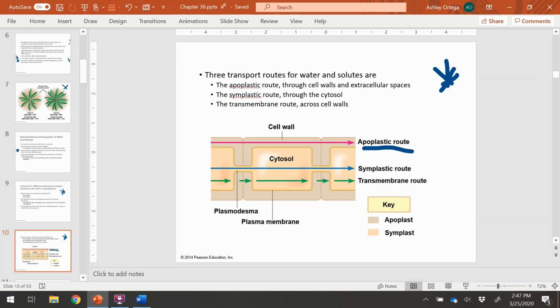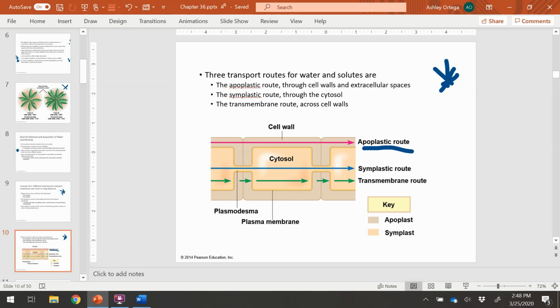I would like to correlate this to traffic on a highway, which is probably non-existent right now. But imagining traffic on a highway, the apoplastic route is going to be like the middle lane. It's going to be faster than the right lane, but not as fast as the left lane, which in this case would be your symplastic route.